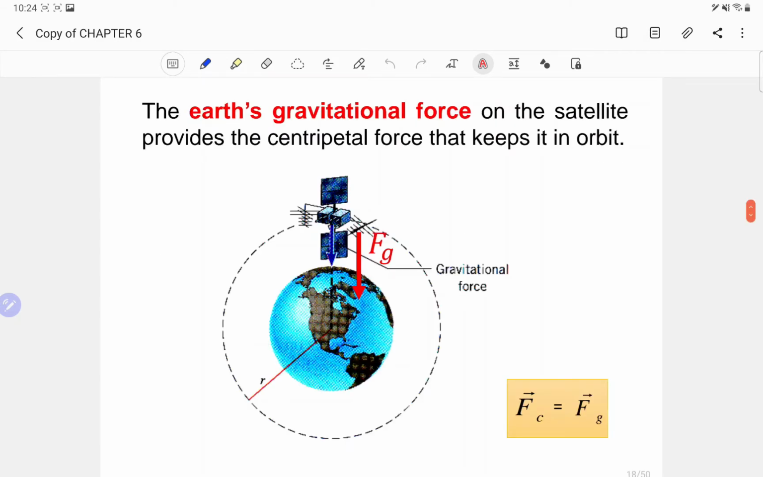Okay, another case, satellite orbiting the Earth. Okay, so there is a gravitational force acting on the satellite at any position. At any position, the gravitational force is pointing towards the center of the circle, okay, the orbit. Okay, so which means that Fc equals Fg.